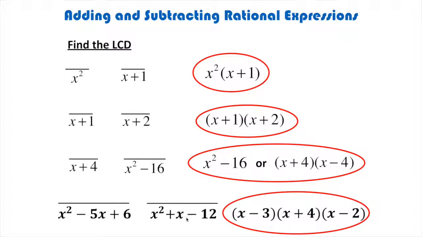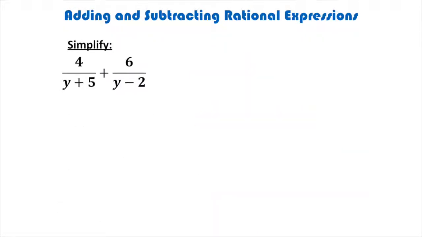And then on this one over here, I would have to multiply top and bottom by x minus 2, because that's the one that's missing. I already have these other two there. It'll kind of give you a hint on where we're going here. Okay, let's look at this one. We'll go through the whole process.